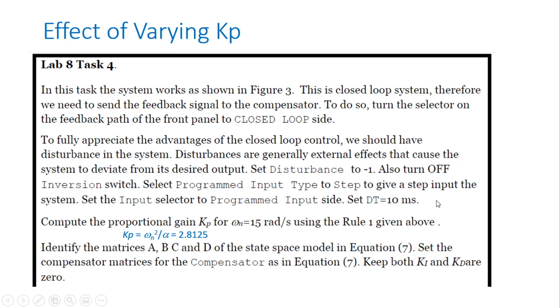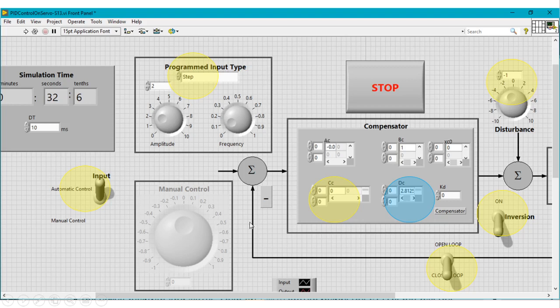Now compute the proportional gain Kp for omega n of 15 using the rule 1 given on the previous slide. So this is 15 squared divided by alpha. Was alpha 30 or 80? It was 80. So the Kp is 2.81, and identify the matrices A, B, C. Change this to step, and go to the programmed input here. It used to be called programmed input, but I thought automatic control was a better name.